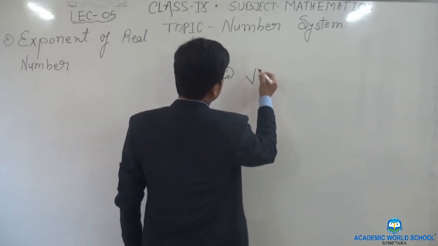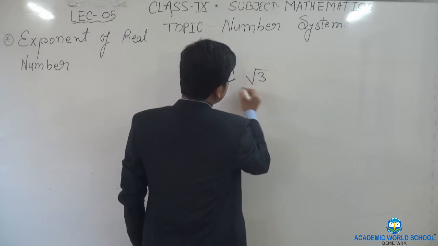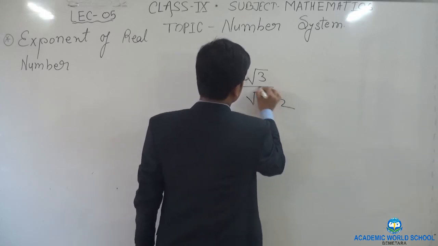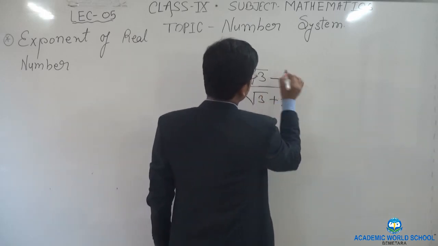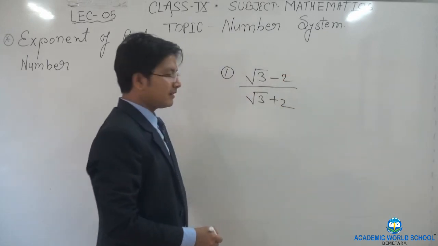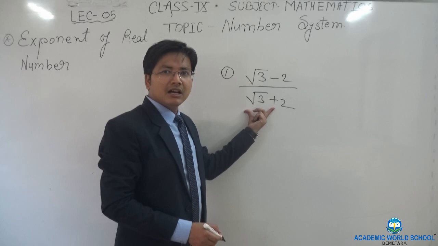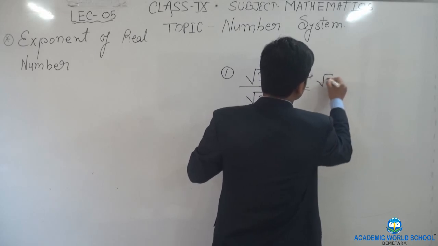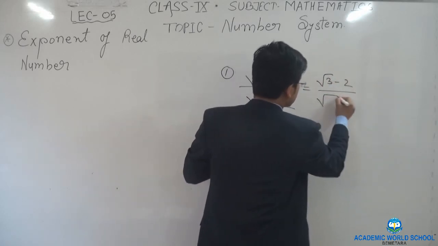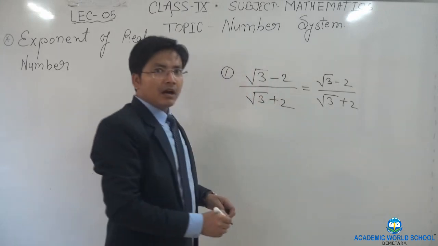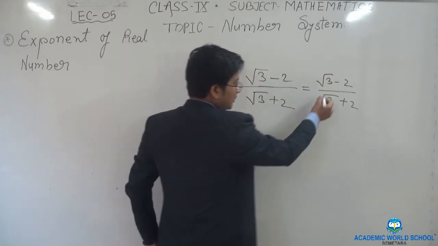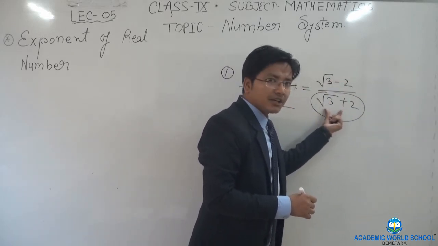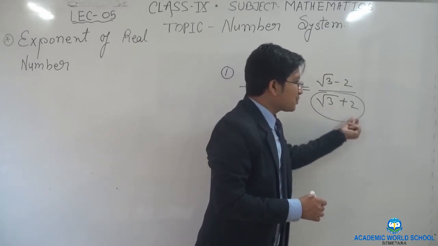So let's say I am having root 3 upon root 3 plus 2, and this side I am having root 3 minus 2. This is a question. I have to rationalize this. So what I have to do is, this is root 3 minus 2 and then this is root 3 plus 2. I have to rationalize the denominator. So what is the denominator? Denominator is root 3 plus 2.